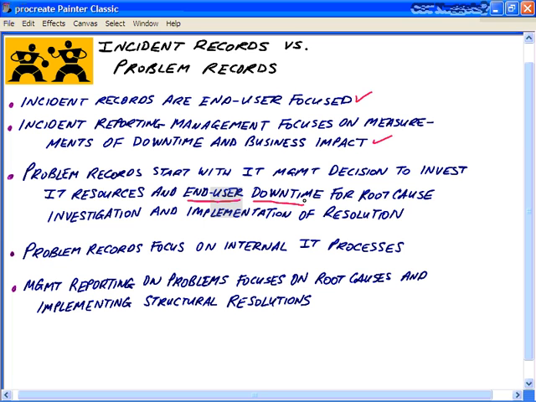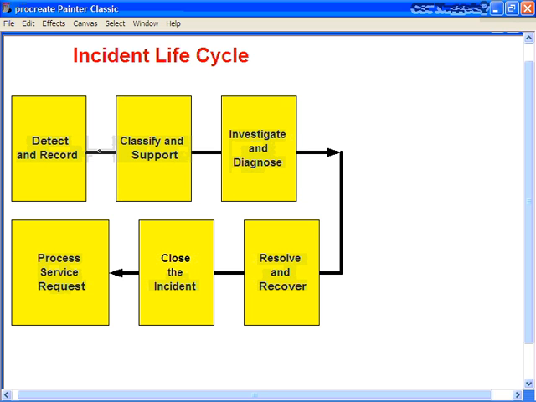A problem record is going to focus on an IT internal process, where an incident record is going to focus on an end user. Management reporting on problems is going to focus on root causes and implementing structural or infrastructure resolutions. Hopefully those differentiations make sense to you, and we'll look at problems here in an upcoming Nugget movie. As an incident manager, when you're putting together your service desk solution and incident handling, this is a typical incident life cycle that you're going to work from.